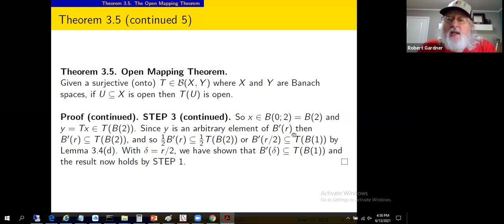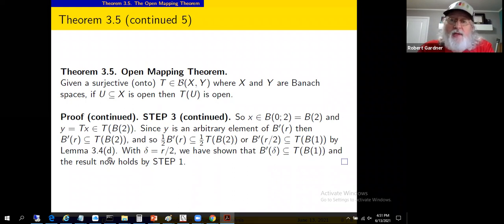Y is an arbitrary element of B prime of R from 2 or 3 slides ago. And we'll go back and look at that in a second. But we have taken an arbitrary element of B prime of R, and we've shown B prime of R is a subset of T of B of 2. That's almost exactly what we want. I don't want radius 2, I want radius 1 to use the stuff in step 1. No problem. If this is a subset of that, 1/2 of this is a subset of 1/2 of that. Dealing with sets of vectors, such manipulations make sense. You can take these scalars inside to modify the radii.